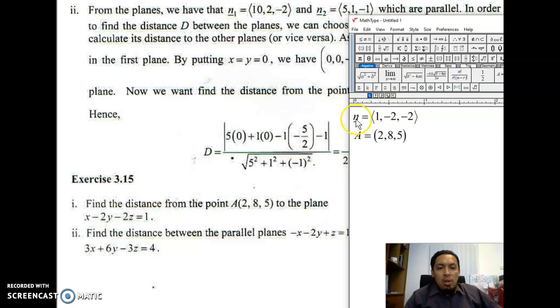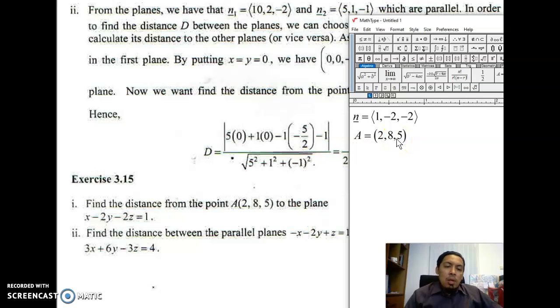Let's revise a bit on how I get this normal vector. Right, we simply look at the equation and we'll find out the values attached to the variables of x, y, and z. So we have 1, -2, and -2. So that becomes my normal vector. And then we have point A, which is (2, 8, 5).